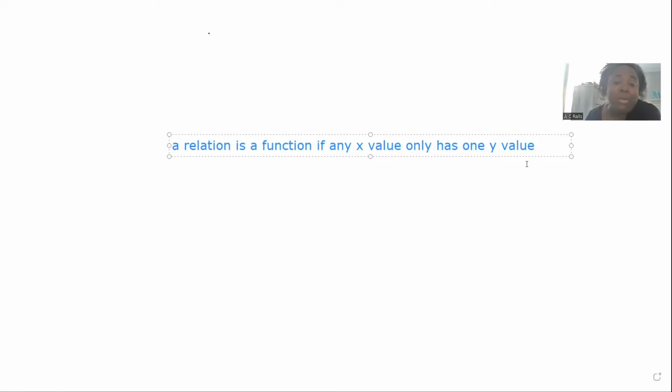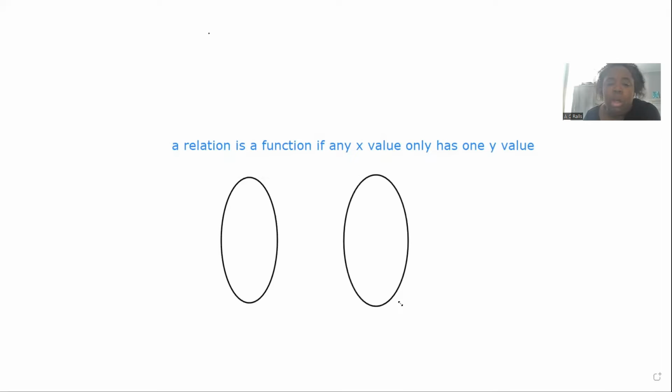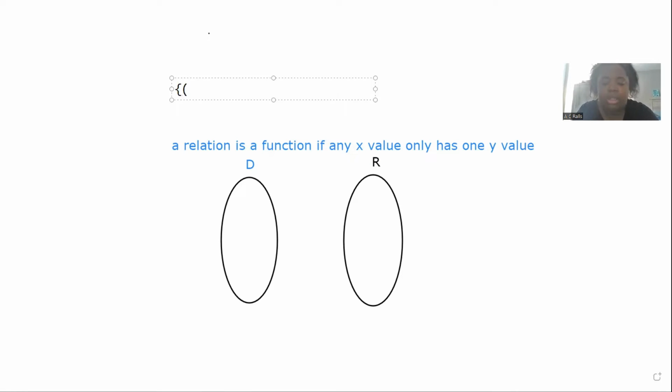There's a couple of ways people like to represent relations. A relationship can be represented in the format of what they call mapping. With mapping, you'll have two oval shapes, and then you'll have one of the ovals labeled D for domain, and the other oval labeled R for range. Now, domain is X and range is your Y. So let's say, for instance, we had a series of coordinates. Sometimes what they'll do is they'll put coordinates in brackets and then also parentheses. So we had this as a coordinate.